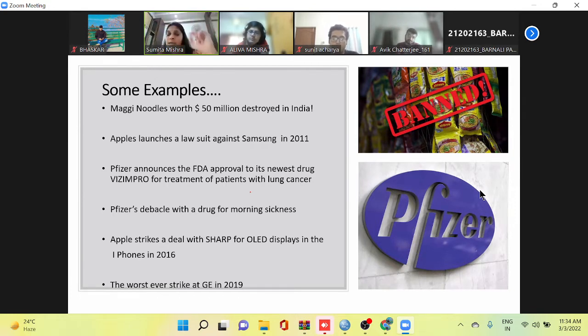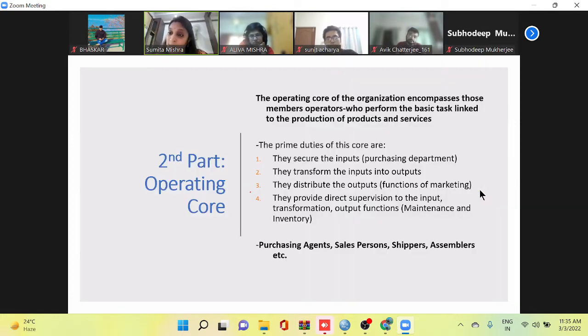So if you've understood the apex, which is the head of the organization, what should we be discussing next? We should discuss the body of the organization. And remember, without the second part, which is what we are coming to, not a single organization exists, because that is the core of the organization. So let's come to that. Now, the second part of the organization is called the operating core or the body of the organization. Okay, most important part of the organization.